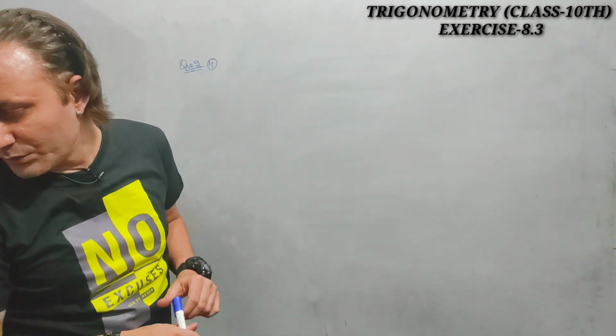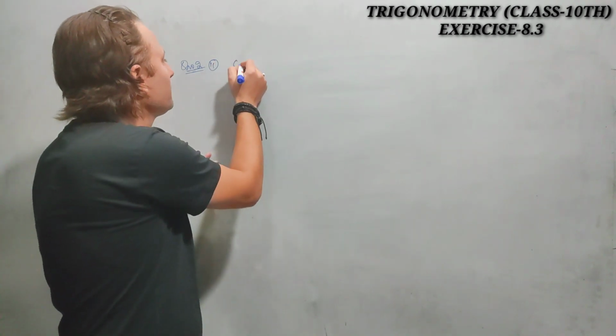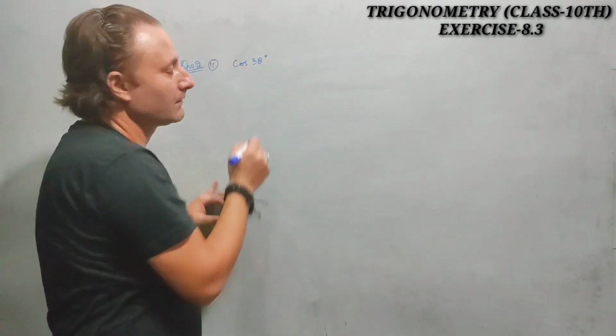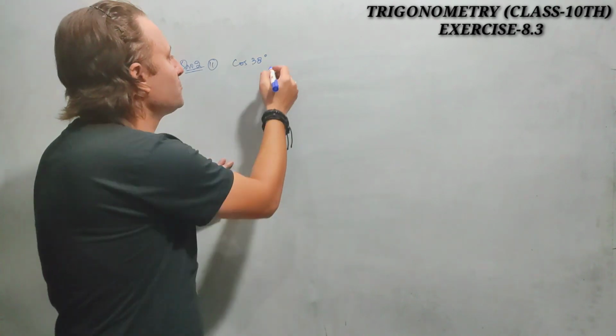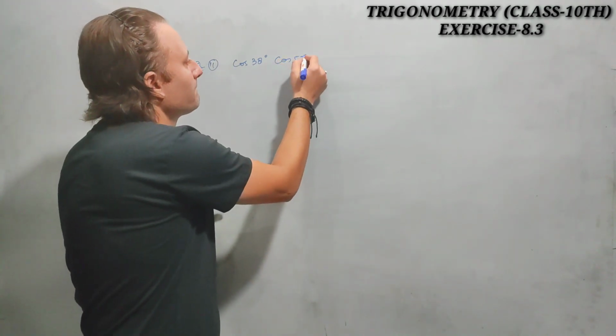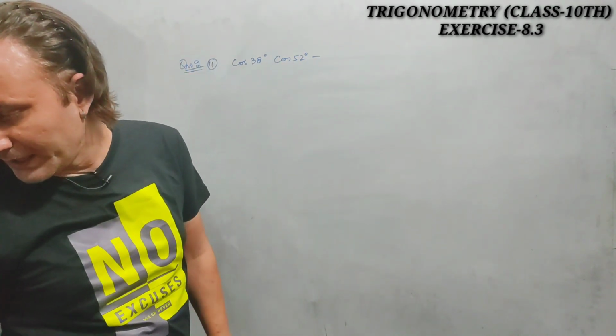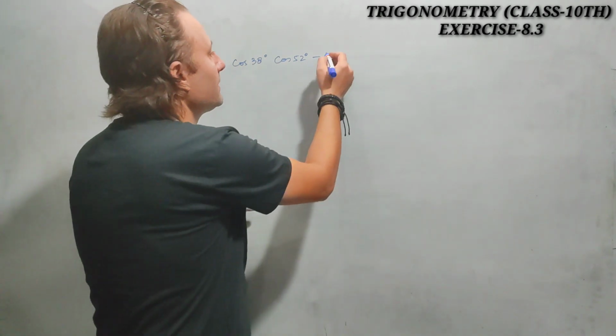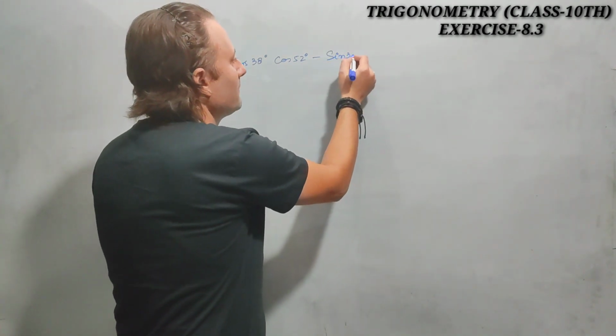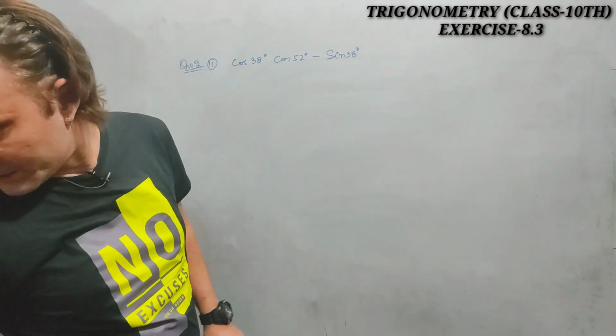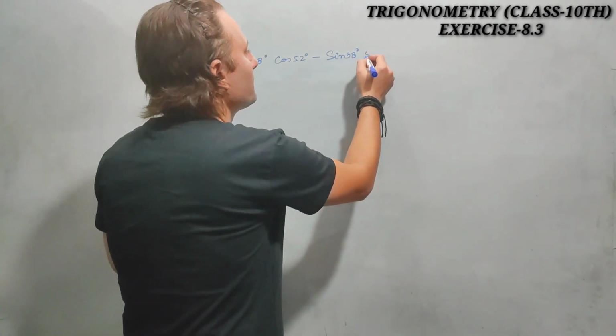It says cos 38 degrees, then we have cos 52 degrees, then there is a negative sign. We have sine 38 degrees then, and the last thing is sine 52.